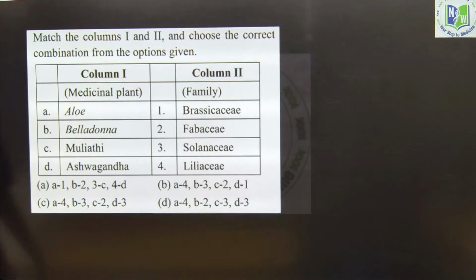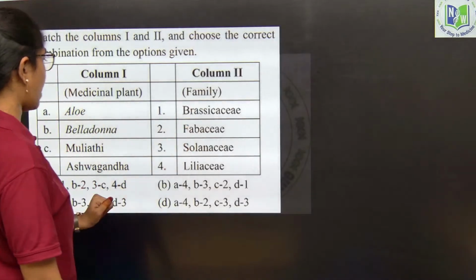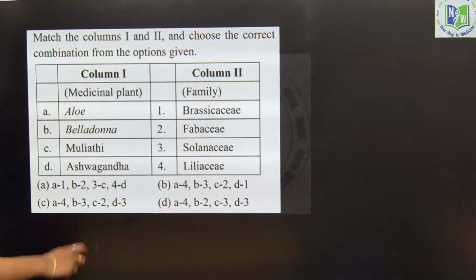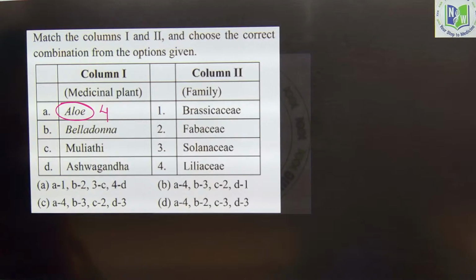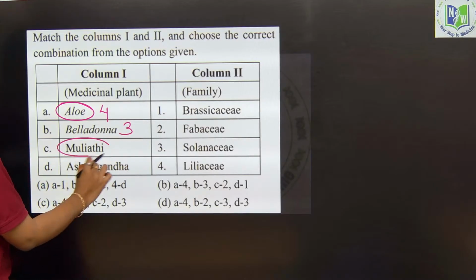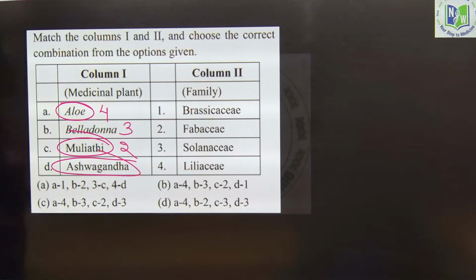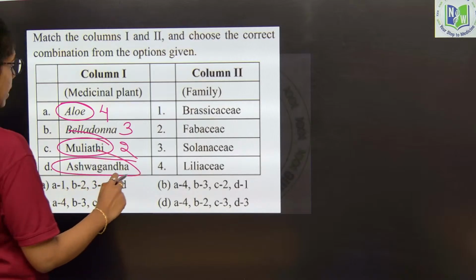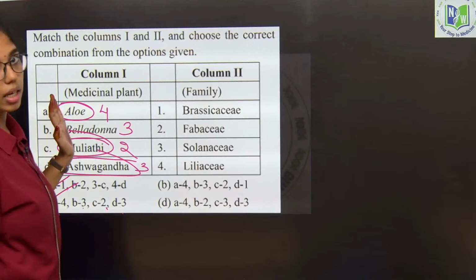Okay. And then this one. Match the following type of question again, column 1 and column 2. In column 1 medicinal plant is given, in column 2 its family. Okay. Aloe vera, which is of which family? Liliaceae, which is option 4. Belladonna, Solanaceae member. Mulethi, Fabaceae member medicinal plant. Ashwagandha is of Solanaceae again. So here A is 4, B 3, C 2 and D 3. Option C will be the right answer. Easy to identify medicinal plants, right?